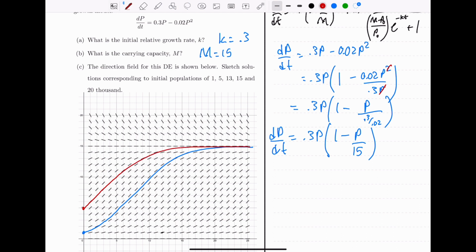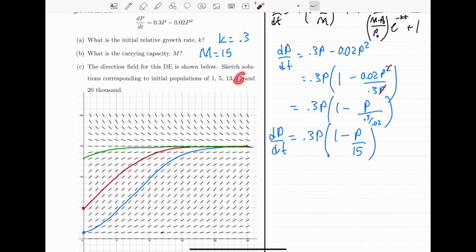Looks something like that. Now we can do 13. 13 is right here, and 13 will look something like this. A very slow growth. Notice how this is almost horizontal. So if the population is already 13, really close to the carrying capacity, we'll still have some population growth, but it's going to be very, very gradual because we've almost reached the carrying capacity already.